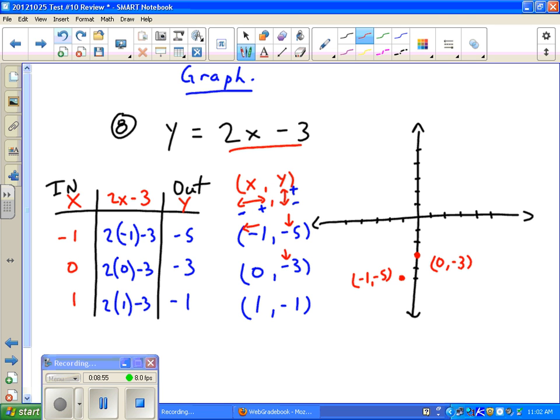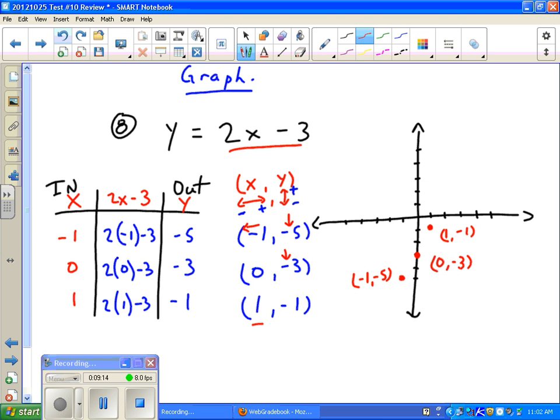And then your third one tells you to go, it's +1 this time. It tells you to go to the right 1 time and to go down 1 time. So again, starting at the origin, go to the right 1 time and down 1 time for your third point. Again, I'll get rid of that mess. And that is 1, -1 for that point.